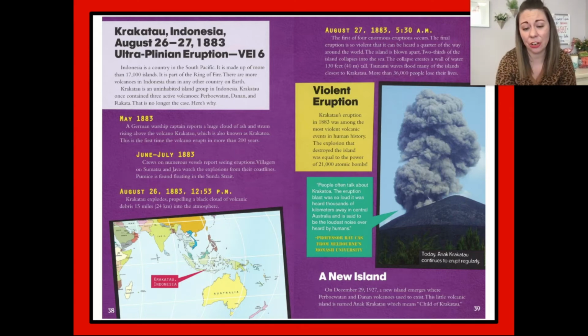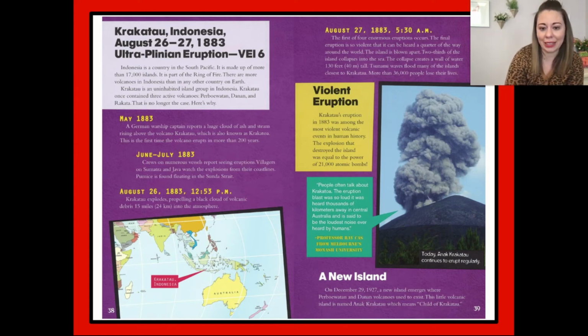So it says violent eruption in the yellow box. Krakatau's eruption in 1883 was among the most violent volcanic events in human history. The explosion that destroyed the island was equal to the power of 21,000 atomic bombs. And atomic bombs, guys, are really powerful. And in the green box, it says people often talk about Krakatoa. The eruption blast was so loud it was heard thousands of kilometers away in Central Australia, and it was said to be the loudest noise ever heard by humans.